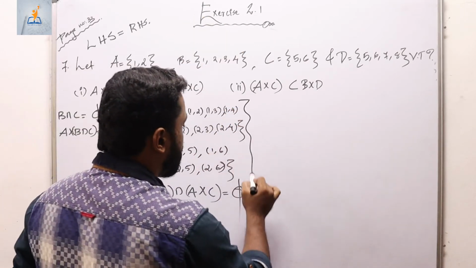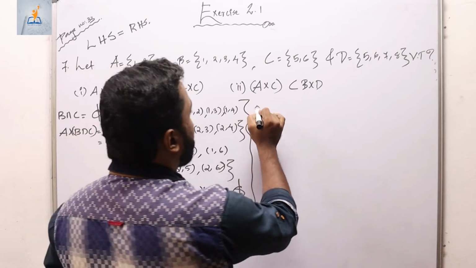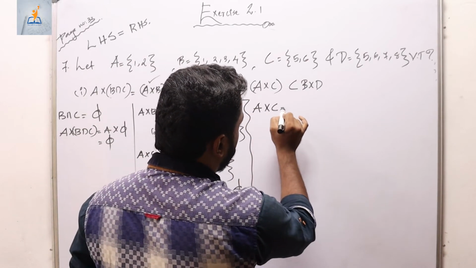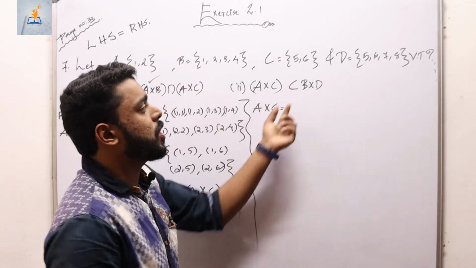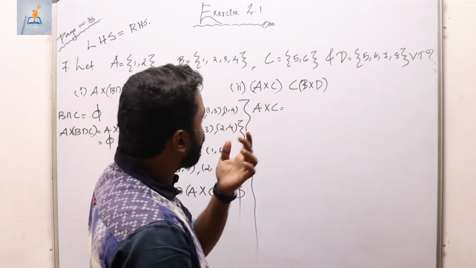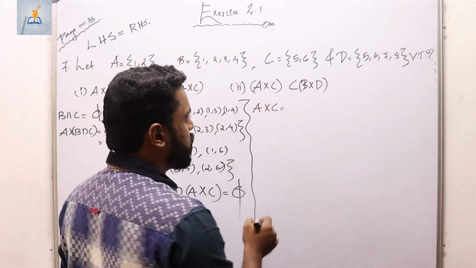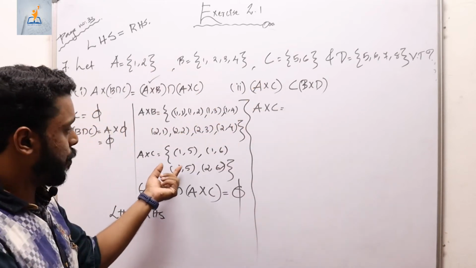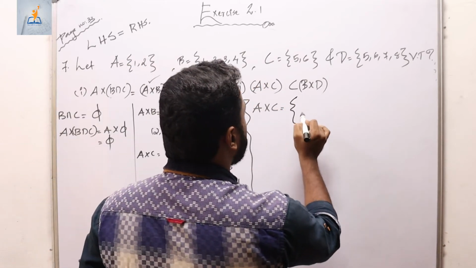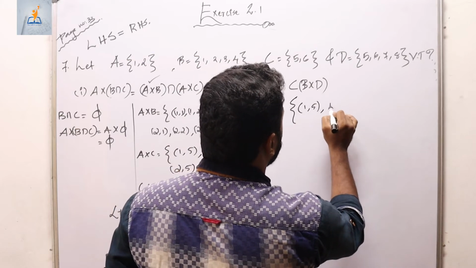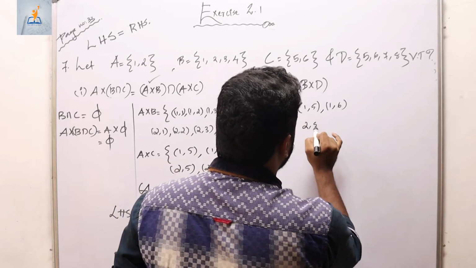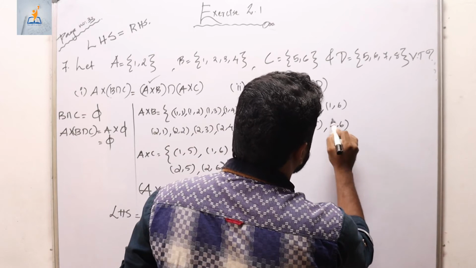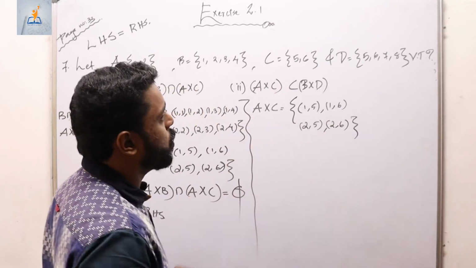Now, coming on to the second one. We can find A cross C at the first. We have to check A cross C is a subset of B cross D. So, we have to find A cross C as well as B cross D. A cross C is already found out here. So, it is nothing but the set of all (1,5), (1,6), (2,5) and (2,6). So, this is the set A cross C.